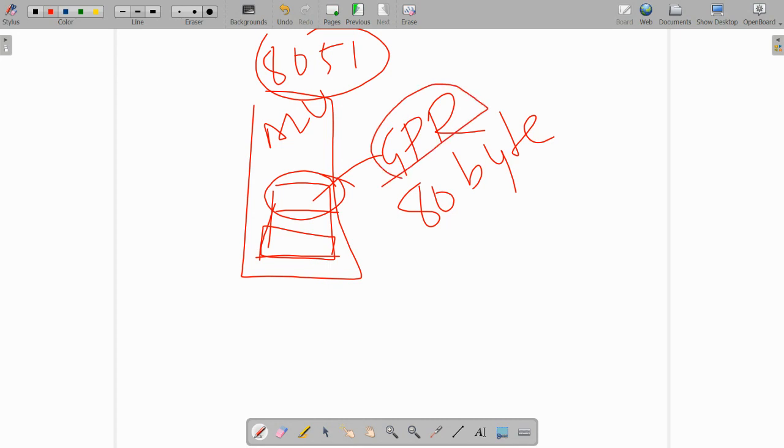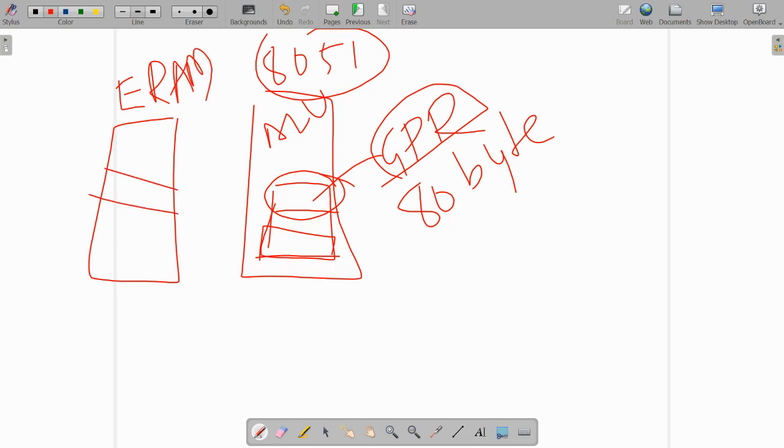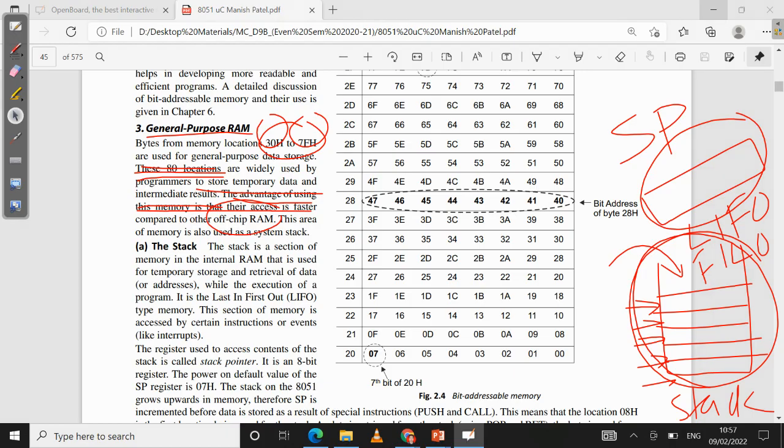So this is the advantage if I compare with the external RAM. External RAM also has the data, but to access the data from the external RAM it will take time. So if the data is available in the internal RAM, in the general purpose register, then for 8051 it will be an easy task. Accessing the data from internal RAM will be simpler and faster as compared with accessing the data from the external RAM. I hope this is clear.